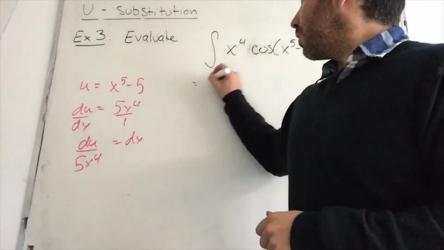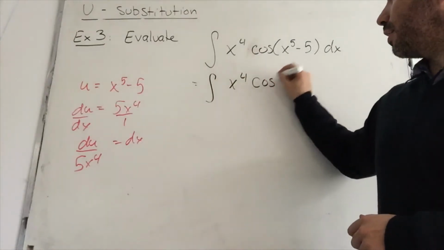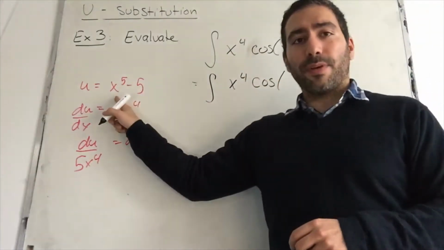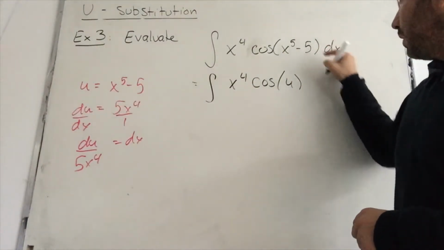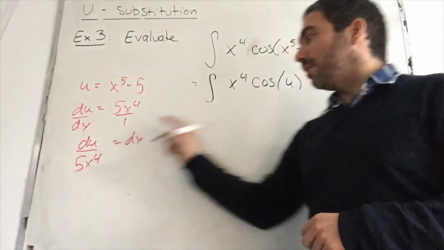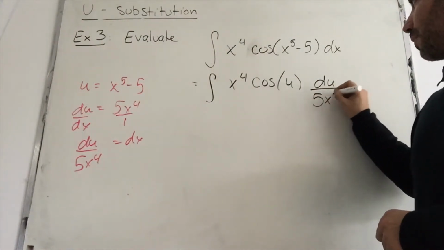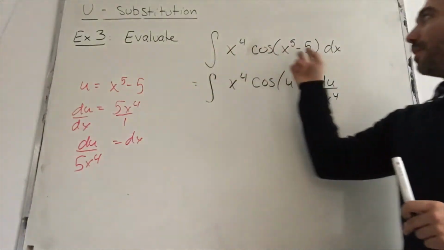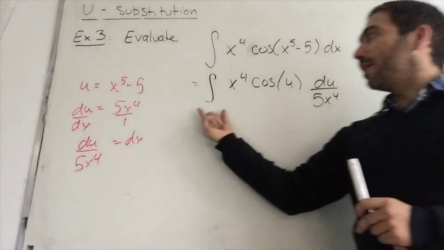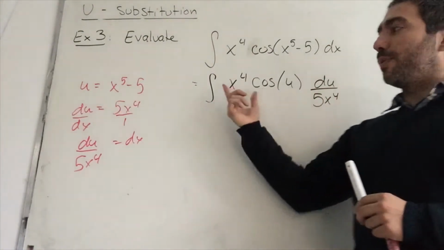The x to the 4, there's nothing to do, we have to leave that. The cos has to stay, but what's inside the bracket, x to the 5 minus 5, is simply just u. So we have cos of u. And dx, we can replace with du over 5x to the 4. Over here, the integral is written with respect to x. Now we're writing the integral with respect to u. So that's why we need du here, and we can't have any x's.